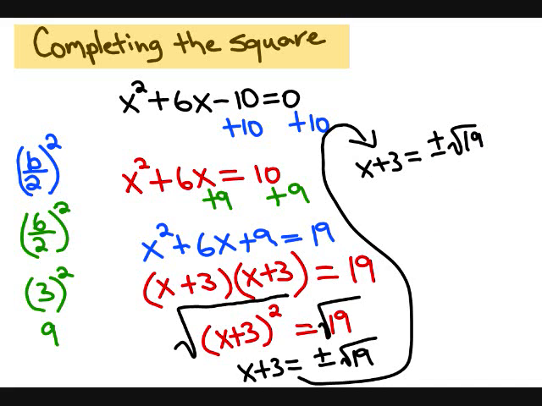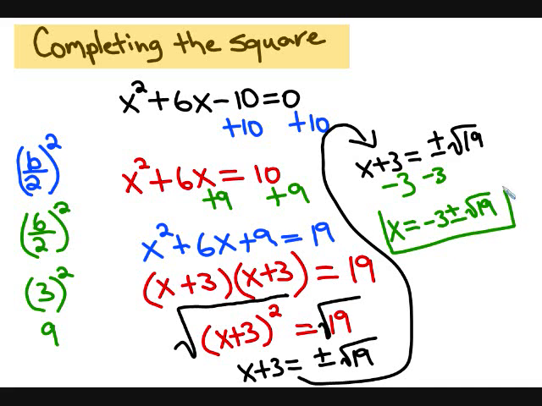All we need to do is do one more step. We need to get rid of the 3, so we subtract 3. So my answer is x is equal to negative 3 plus or minus square root of 19. And that is the solution. Keep in mind that these are 2 solutions. One answer is negative 3 plus square root of 19, and the other answer is negative 3 minus square root of 19.